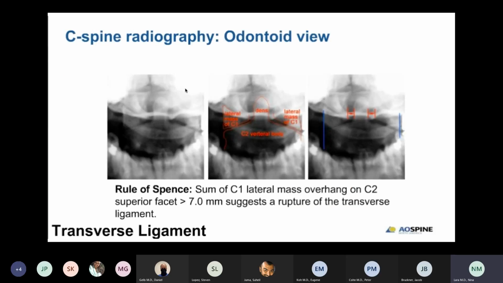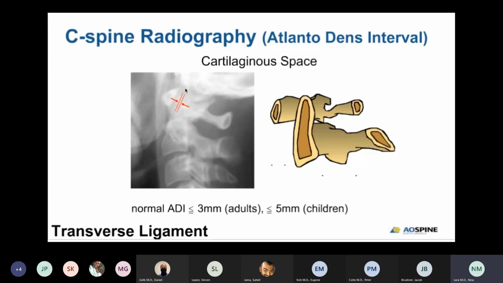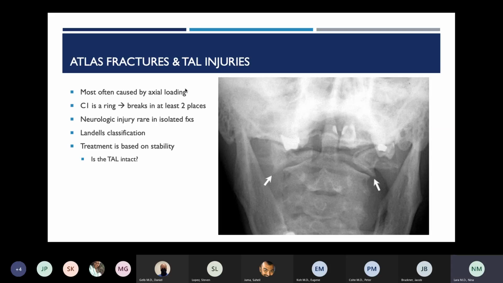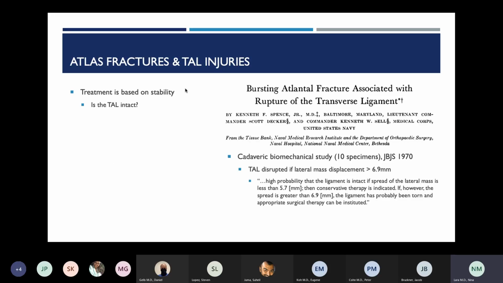So what do we assess on imaging? Obviously we want to get the odontoid view. You can look here, the rule of Spence, it's the sum of the lateral mass overhang. You can see it here. Greater than 7 suggests a rupture of the TAL ligament. You can also look at the sagittal and look at the atlanto-dens interval. Normal in adults is less than 3, and normal in children is less than 5. Here again is a pictorial of the lateral mass overhang, and you can see this on an open mouth view. Again, you want to measure these.